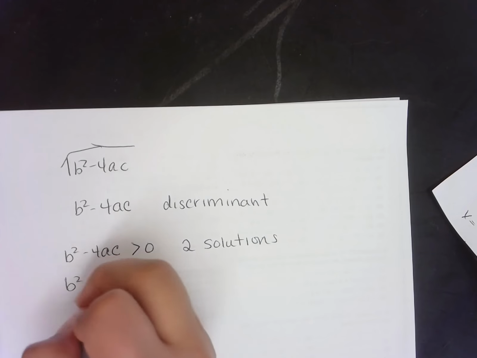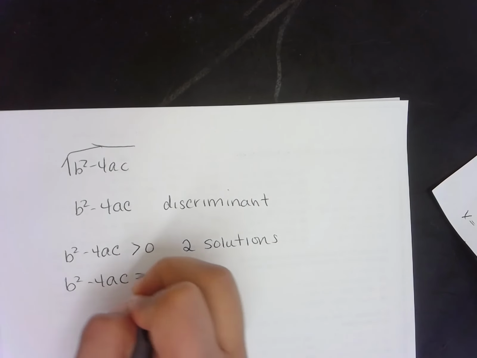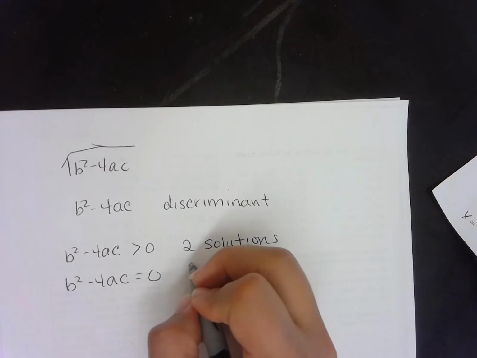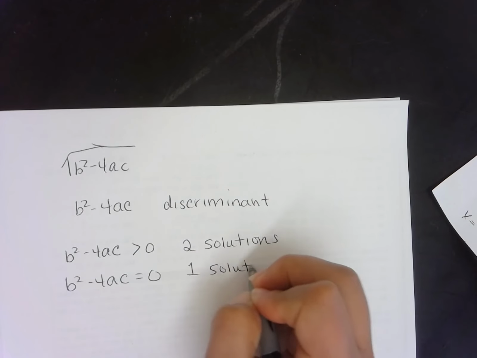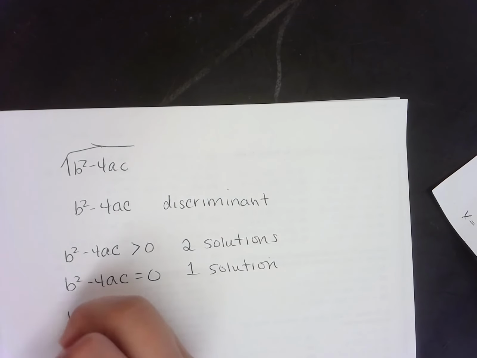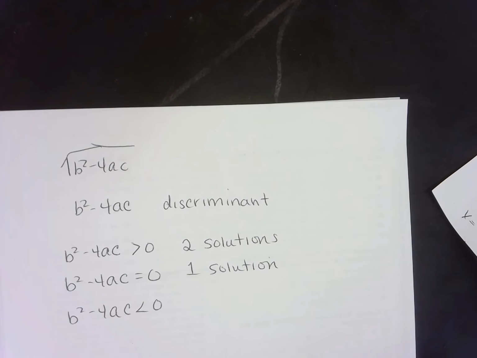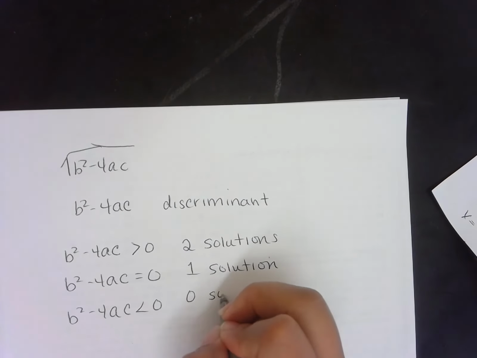When b squared minus 4ac was equal to 0, right? Then I get the plus and minus 0 and I get the exact same solution twice. That gave me one solution. And when b squared minus 4ac was less than 0, I got that negative radical 3, right? Then I had 0 solutions.